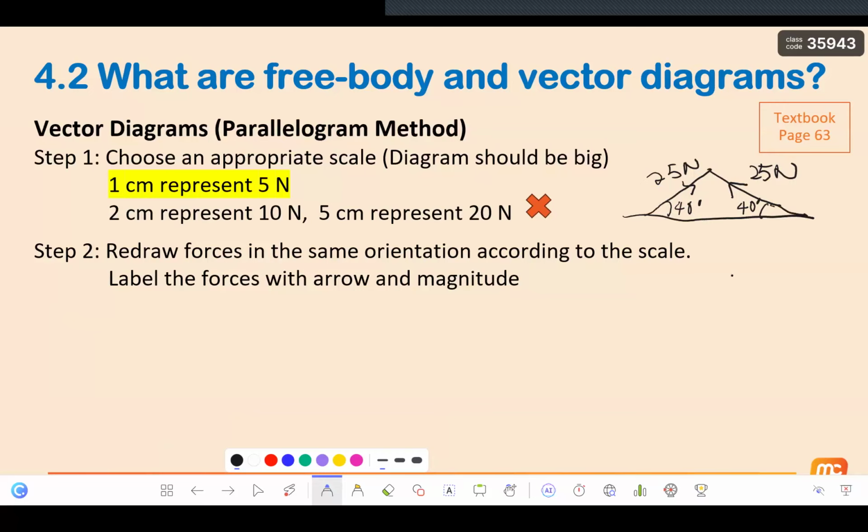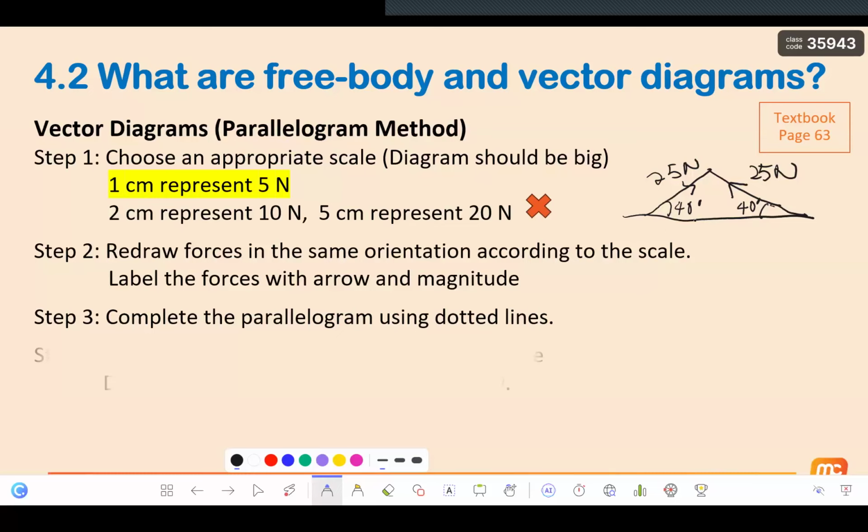Okay, redraw it according to the scale. So I need to redraw. I need to measure 40 degrees and measure 5 cm upwards. Okay, so this is what I mean by that. And then label it with the arrows and label it with the magnitude, 25 newtons.